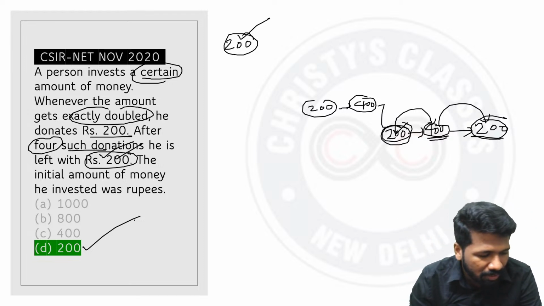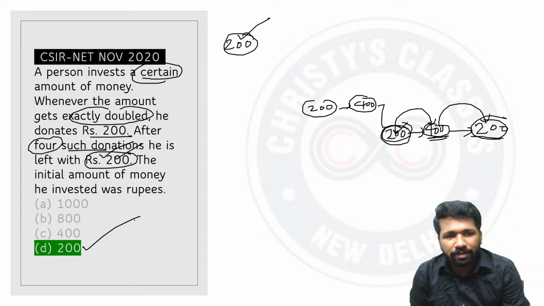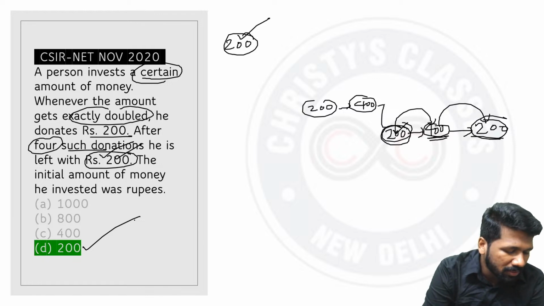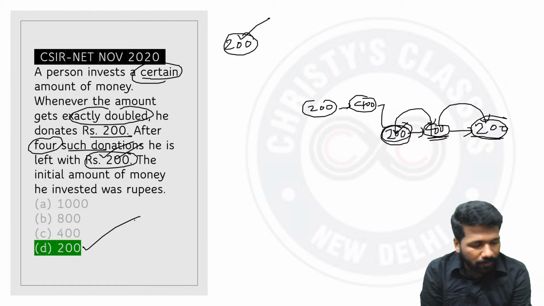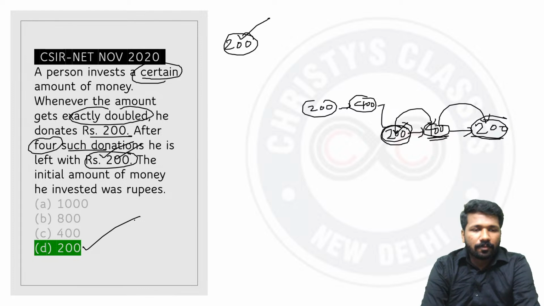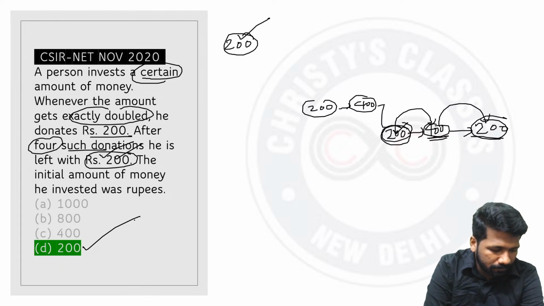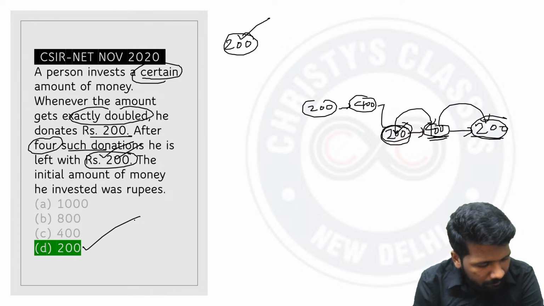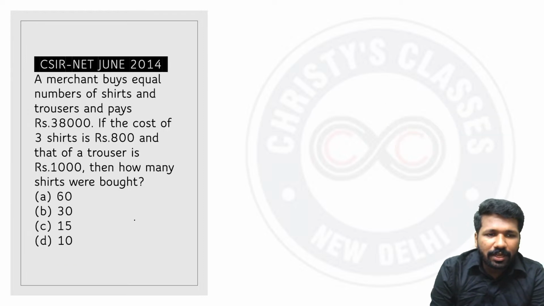All of you clear? Please respond. We learned about a new method also, and we saw a monetary problem, a miscellaneous question also. If that is clear, let's go to the next question.